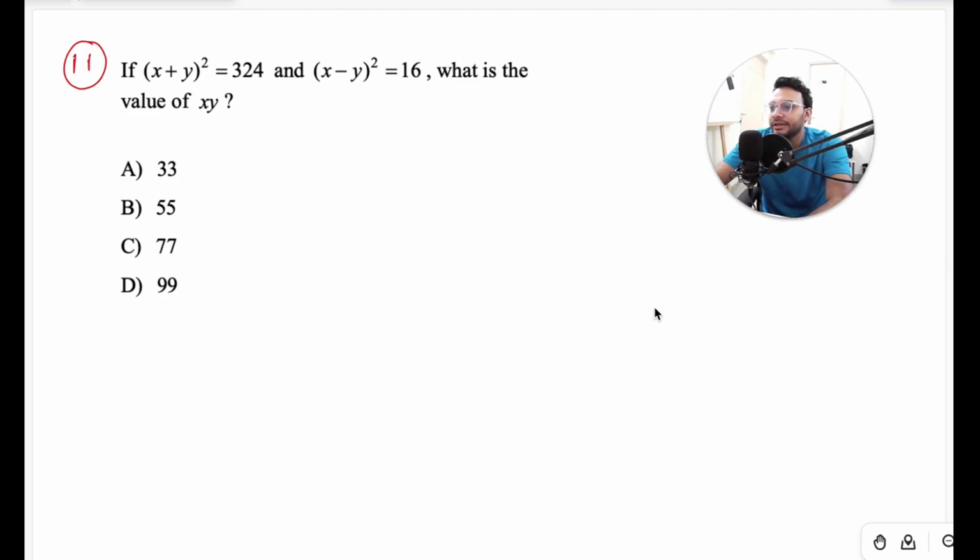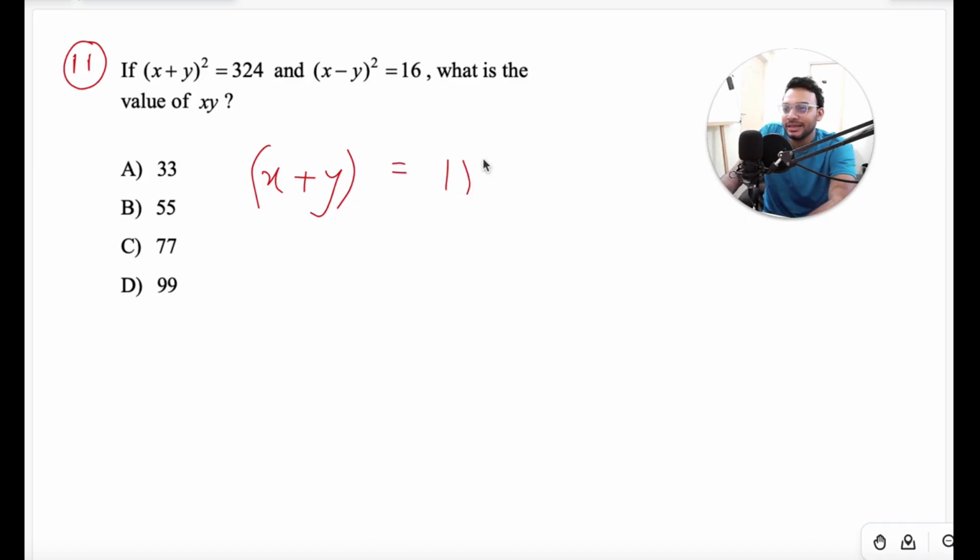Question number 11. If (x + y)² is equal to 324 and (x − y)² is equal to 16, what is the value of xy? This is a fairly simple question. If you know your squares and square roots, like if you have them at your fingertips, this is really simple.